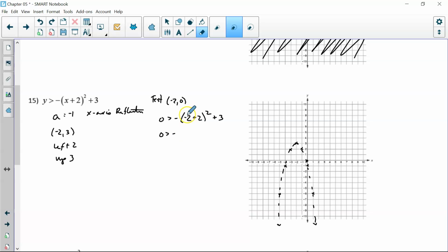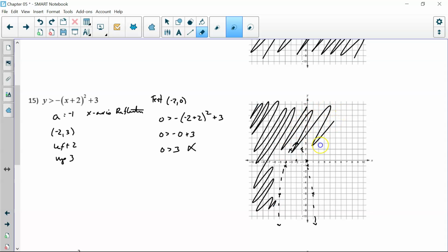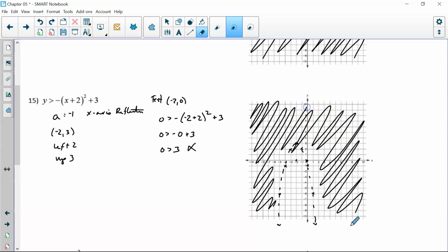The opposite of -2 plus 2 is 0. 0 squared is 0. So we get 0 is greater than, now there's no such thing as -0, but when we add 3, we get 3. So 0 is greater than 3. That is not true. Our test point was inside and it didn't work. So our shading is going to be on the outside. And there is our graph.